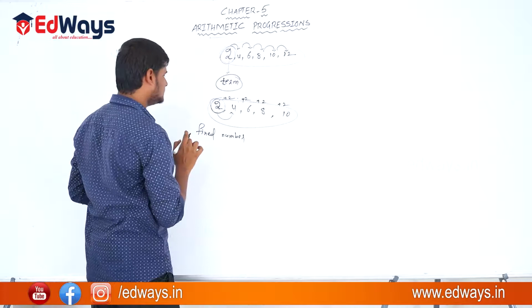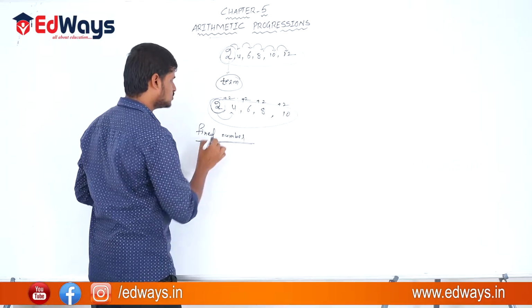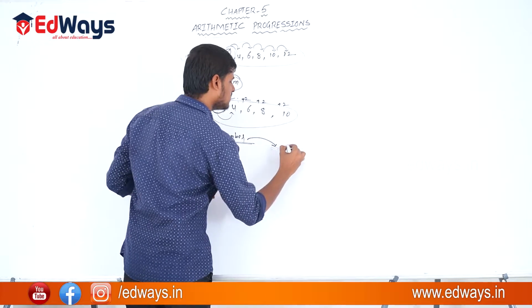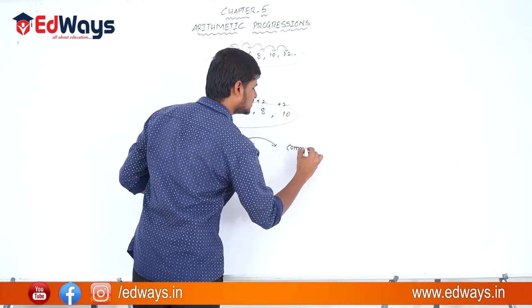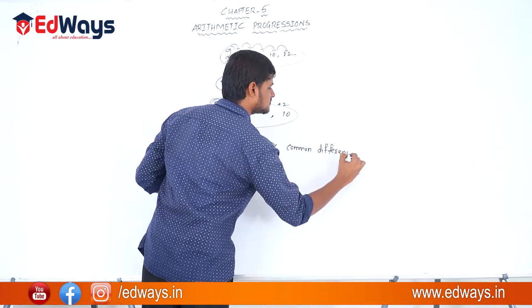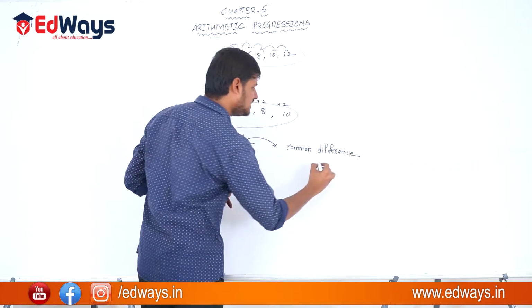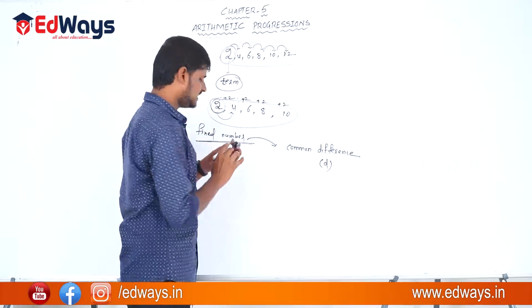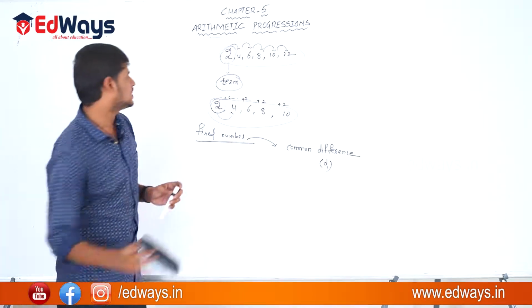Understood? Now this fixed number that we are adding is called the common difference, which is denoted by d. Now let me write it neatly. What are the terms we are going to define?